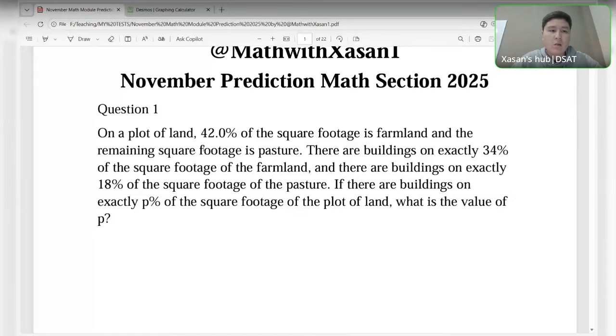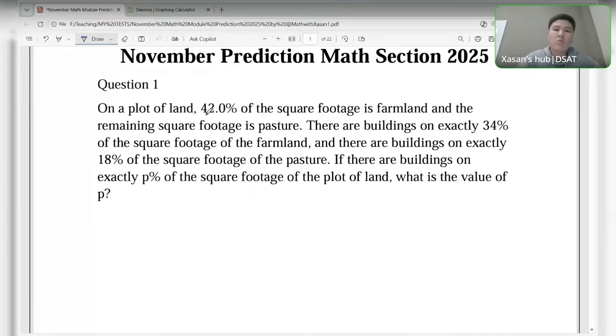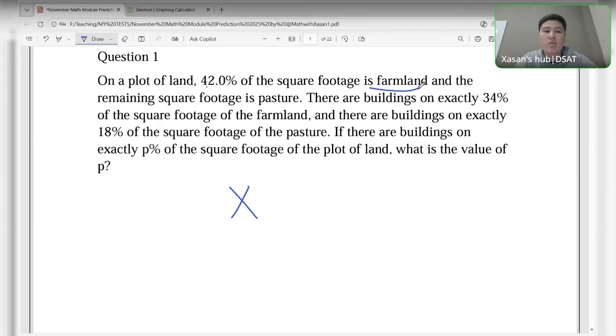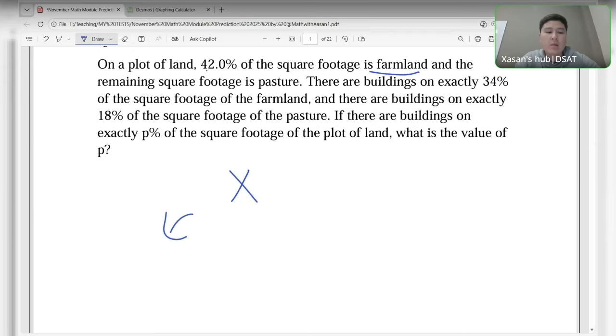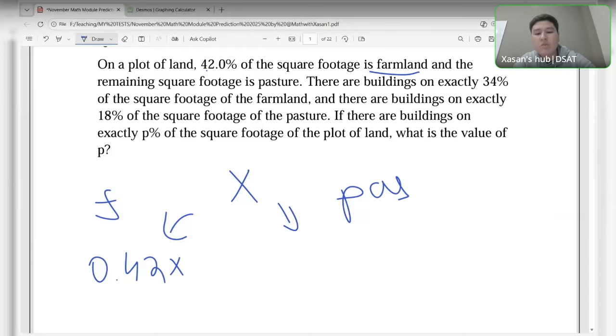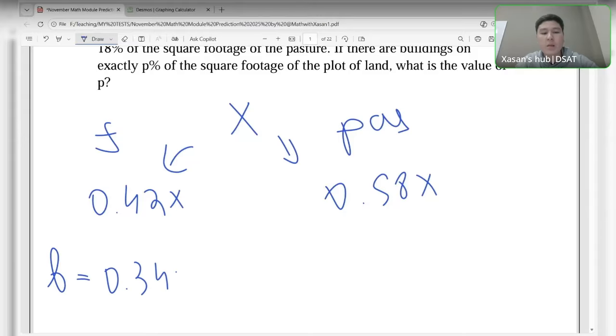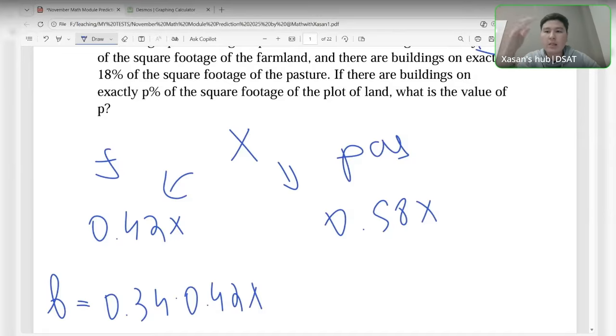So first of all, guys, let's say X is the square footage, and we know that the farmland is 42% of it, so that's going to be 0.42X. And that's the farmland. Then we've got the pasture, which is 0.58X. And there are buildings on exactly 34% of the square footage of the farmland. So to find the buildings in the farmland, it is 0.34 multiplied by 0.42X. Guys, 0.42 is the number form. We are converting the percentage to the number.